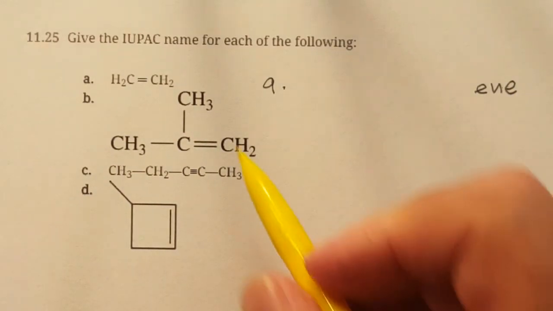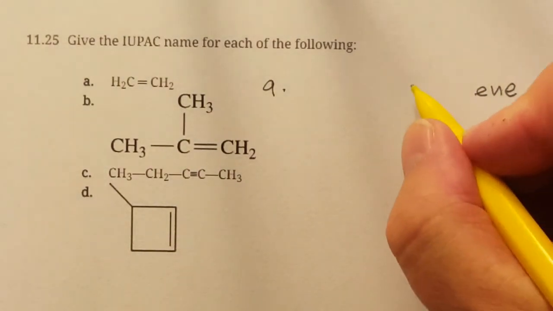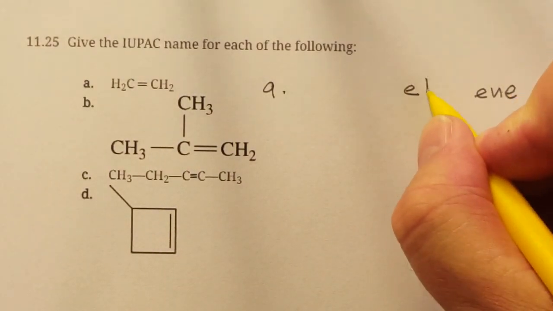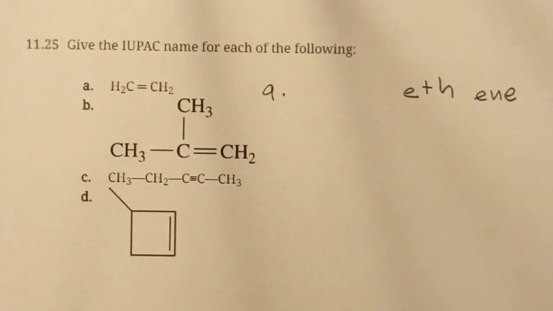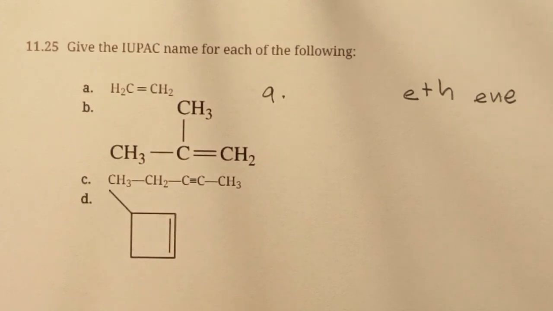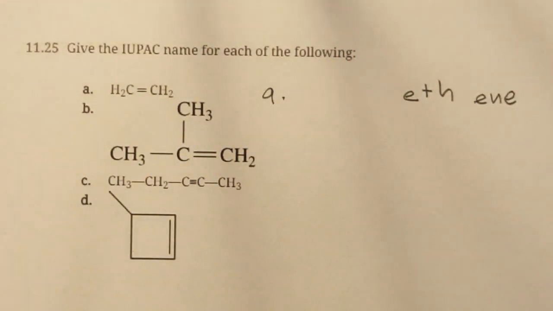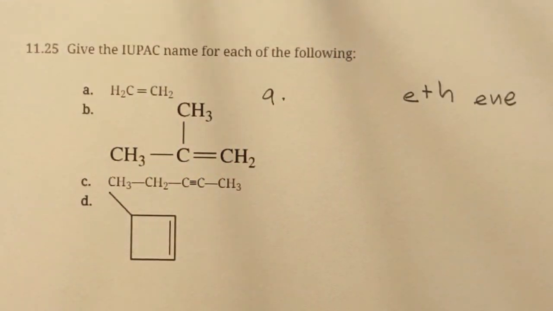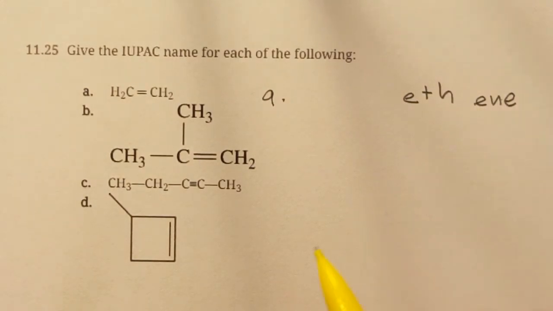Next, you count the number of carbons. 1, 2. 2 carbons is eth, E-T-H. So this is ethene. Now, normally you would indicate where the double bond resides in the molecule, but since there's only one possible choice, it's not necessary to indicate where the double bond resides in this molecule. So the name of this compound is ethene.